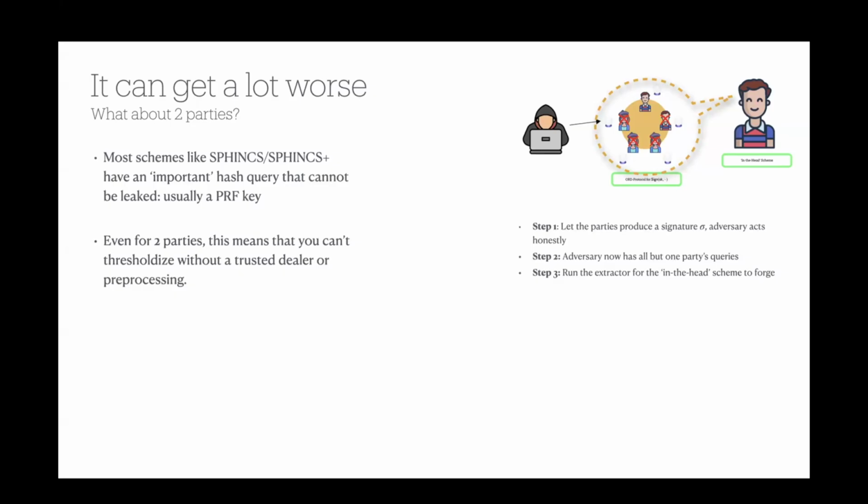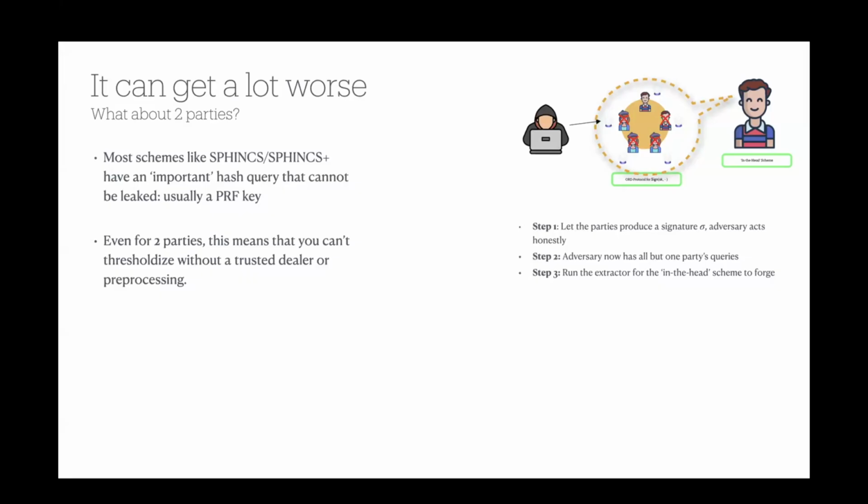And if you distribute this signing algorithm, what happens is that one of the parties is inevitably going to make some kind of hash query which hashes the PRF key. And if this PRF key is leaked to a party which has been corrupted, then you now have problems, because this just breaks the underlying security of the scheme. The adversary now just gains access to the secret key.